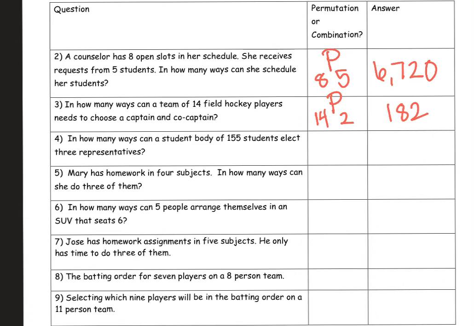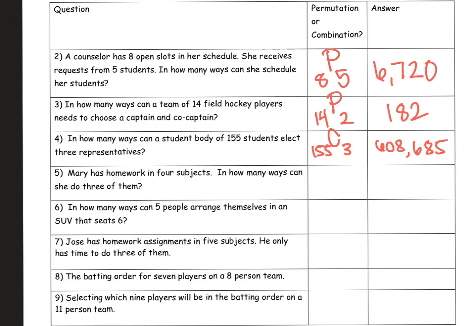Okay, number 4, in how many ways can a student body of 155 students select 3 representatives? Now, this one is going to be combination because I did not say whether the representatives have different roles, okay? It's just anybody to represent in that student body, okay? So we're going to say 155 choose 3. You should get 608,685.